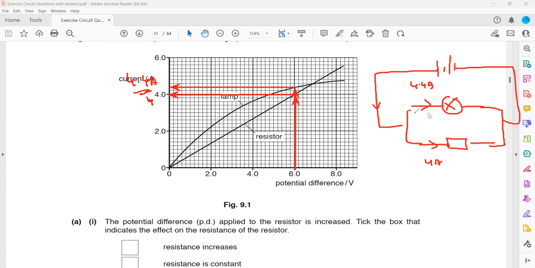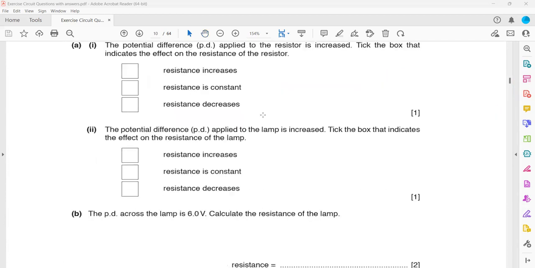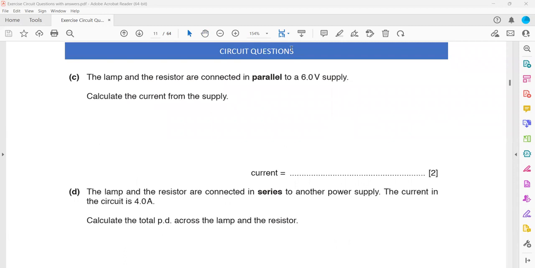The current from the supply is actually divided between the lamp and resistor, which are in parallel. So the total current will be equal to the sum of the currents in the branches, which is 4.4 plus 4, that's equal to 8.4 ampere. As I mentioned, whenever you are using a graph, you have to draw these lines on the graph to show how you worked it out. You can't just use the graph and state the answer directly. You have to show that. So the current will be 4 plus 4.4, which equals 8.4.